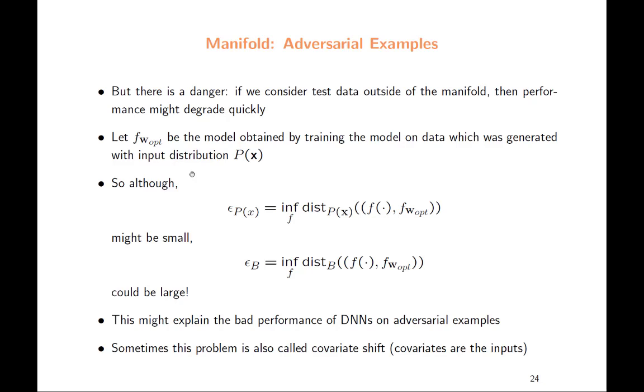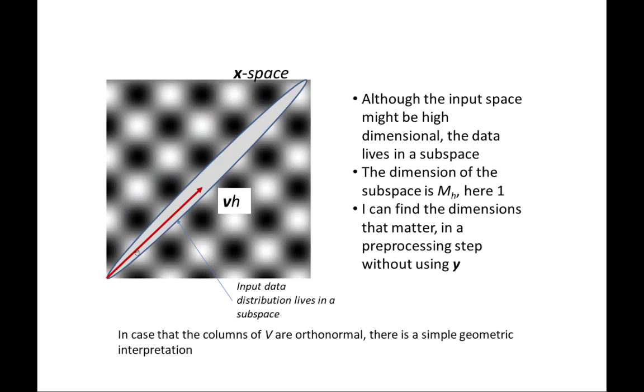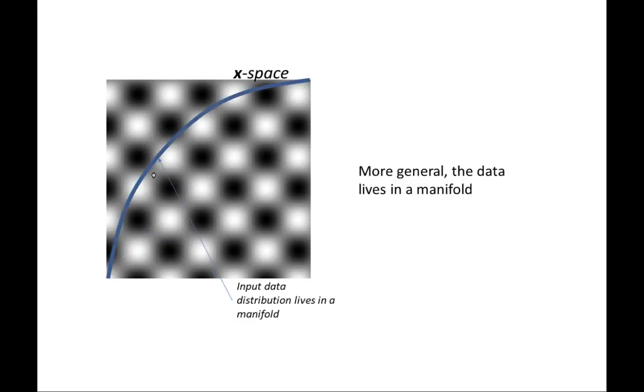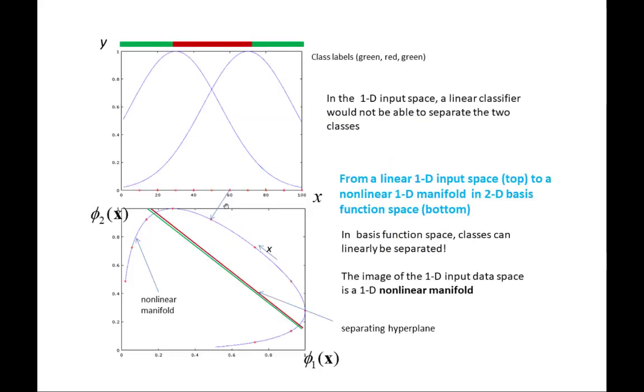But there's a danger. If you consider test data outside of the manifold, then performance might degrade quickly. So for example, here we might have a very nice model for data which are also positioned on this linear space here, but if we go orthogonal, the model doesn't really know anything, and it might really predict pretty badly, and that's these adversarial examples you might have read about in the news.